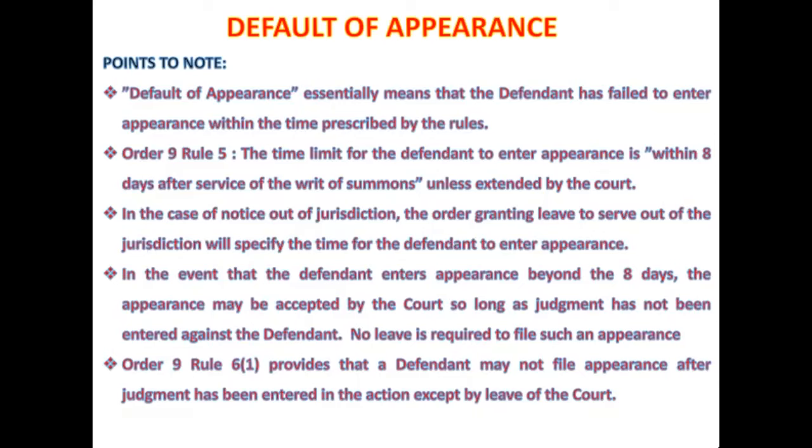So if you look at Order 9 Rule 5 of the CI 47, you remember that the time limit for entering appearance is 8 days after the service of the writ of summons on you, unless that time has been extended by the court. And you remember we mentioned that if you have been served with the notice of the writ out of the jurisdiction, usually the order granting leave to serve out of the jurisdiction will specify the time for you to enter appearance. So if you do not enter appearance within the 8 days, and then the plaintiff goes ahead to obtain judgment against you, that is the kind of judgment we refer to as a default judgment.